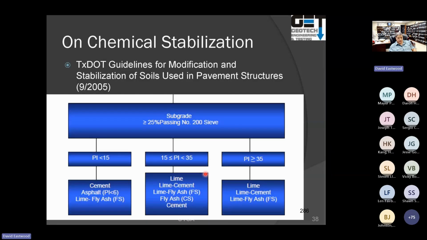Chemical stabilization. Again, your subgrade is everything. If your soil is basically sandy, PI is less than 15, use lime, fly ash, or cement for stabilization. PI 15 to 35, you can use lime, fly ash, or cement. Above 35, we recommend lime.